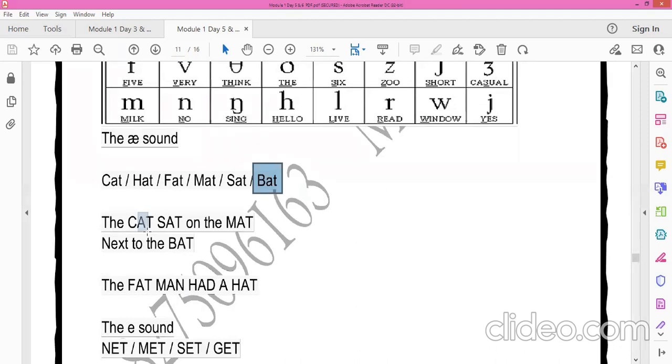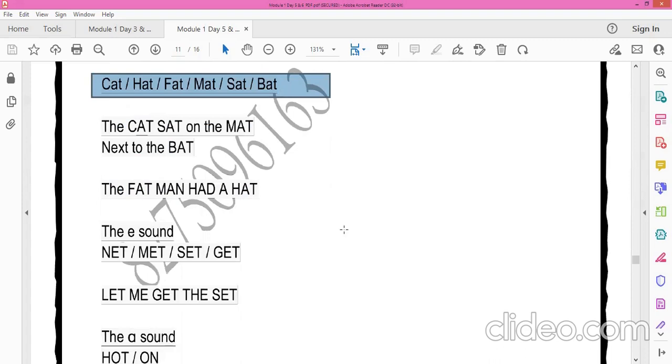Okay, fine. And remember, the short vowel sound is not similar to the ABC sound. How are we reading it? A, isn't it? So can I say Kate? Hate, fate, mate, no. Isn't it? So remember, the long vowel sound will match your AEIOU sound, but the short vowel sound won't match. So cat, not a. Now come to the next one. Fat. We are not saying fate. Fat man had a hat.